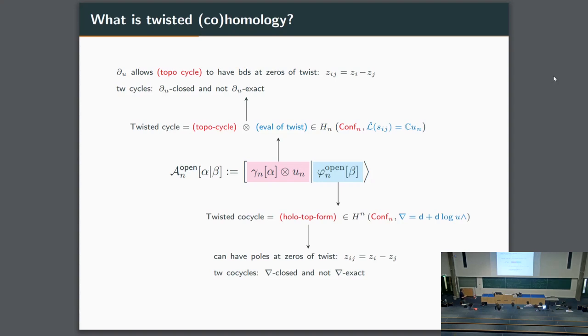And because of properties of this twisted boundary operator, this topological cycle is allowed to end wherever the twist vanishes. So in this case, whenever the punctures collide, so z_i equals z_j.